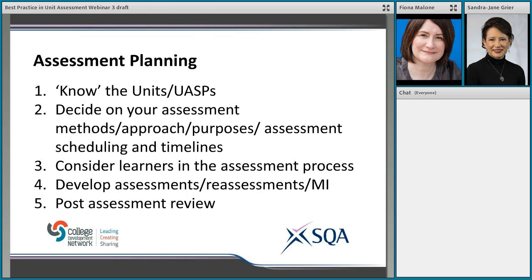Once you've actually carried out the assessment, the final part is the post-assessment review process. And it's really important to review what worked and where improvements or refinements can be made after any assessment process has taken place. And this critical review and reflection is key to continuous quality improvement.